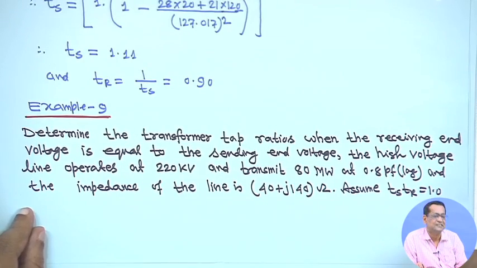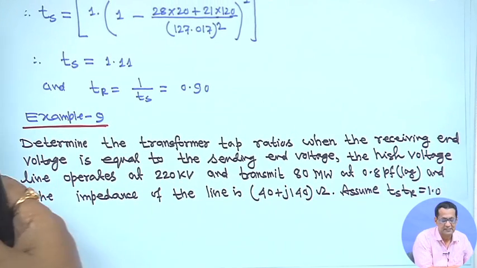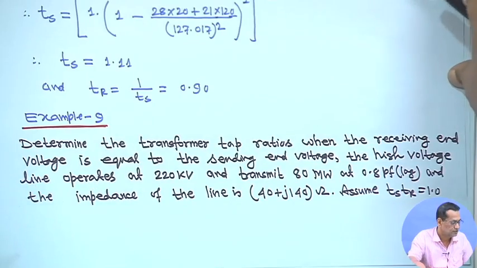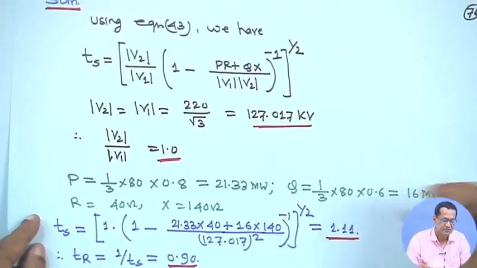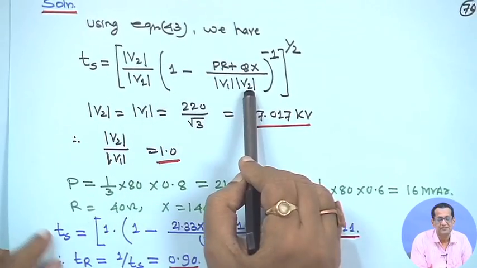Even if it is not mentioned, you have to assume that Ts into Tr is equal to 1. So, here I have just taken an almost similar type of example, using equation 43, this is the formula.